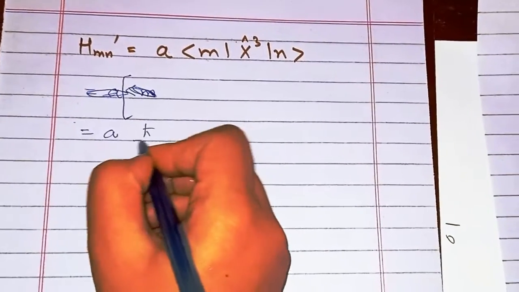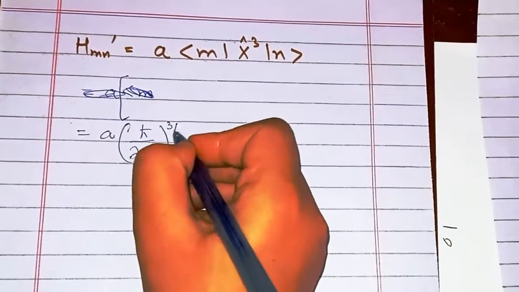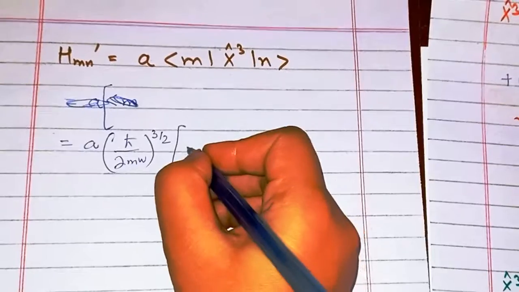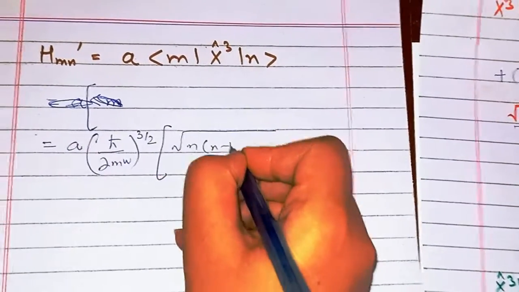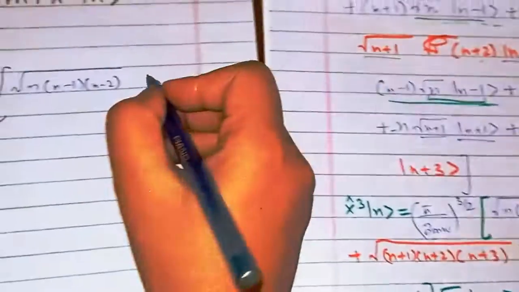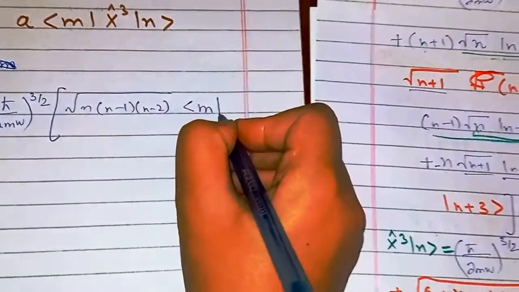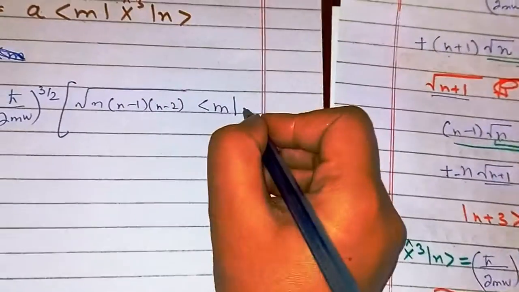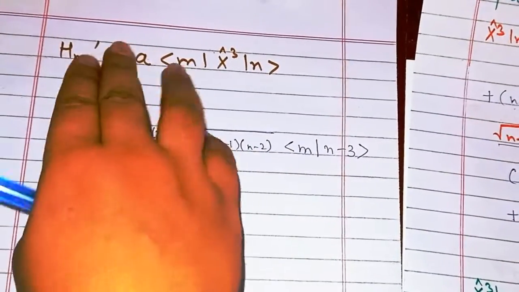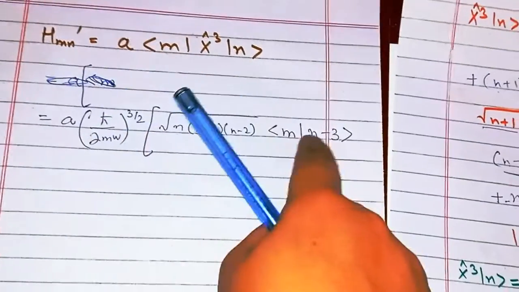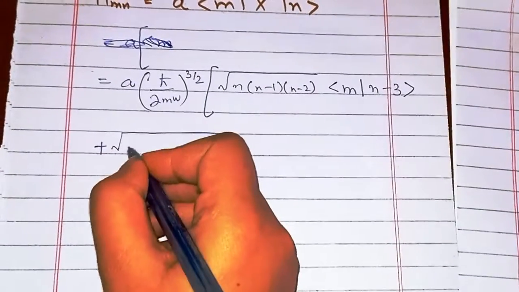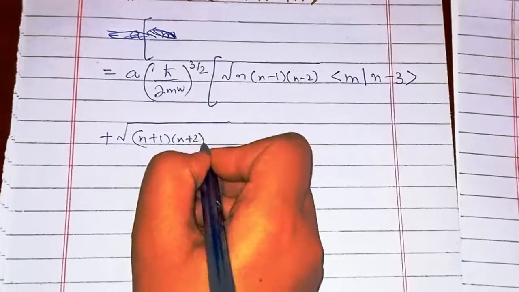Then we had this ħ/2mω to the power 3/2. This is the constant here, so I'm going to write it outside. And then we have all these terms inside, that is under root n into n minus 1 into n minus 2. With this ket, we'll write the bra vector on the left hand side, so it's m first, then the similar line, then we have n minus 3. You don't need to write this line again because they are just multiplied and this line becomes common. We only write the one line. So the same happens with every ket. We'll have a bra vector multiplied with each of these kets.